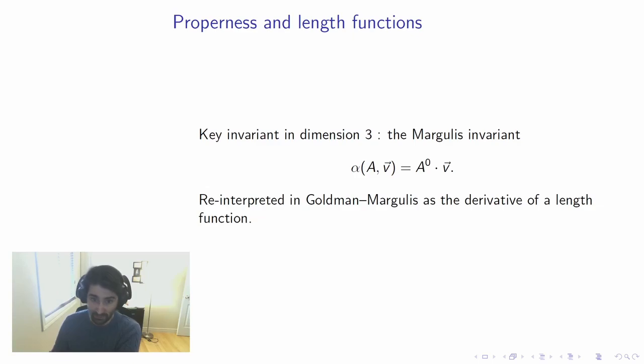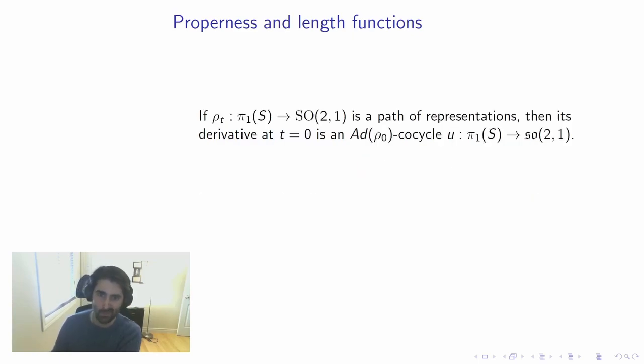So one important thing is that this invariant was reinterpreted by Goldman and Margulis as a derivative, the derivative of a length function on a hyperbolic surface. What do I mean by this? If you have a path of representations, so you take your fundamental group of the surface, you take a path of holonomies of hyperbolic structures on this surface, then its derivative, it turns out, has exactly the same structure as what you need to make it into a representation of the affine group. It's a cocycle for the adjoint representation.